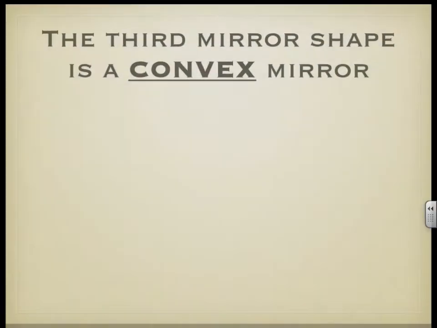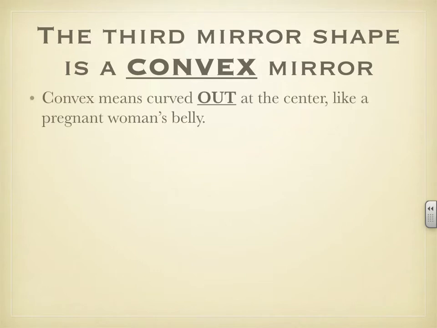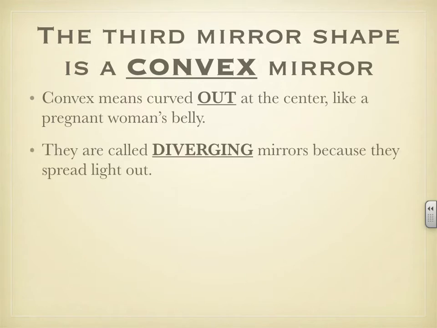And now it's gone. Okay, our third mirror shape is called a convex mirror, and a convex mirror is curved outward at the center like a pregnant woman's belly, like a magnet, or sadly like my belly, or a dead body. It's a certain morbid stage of decay. Yes. These are called diverging mirrors because the light rays spread out.